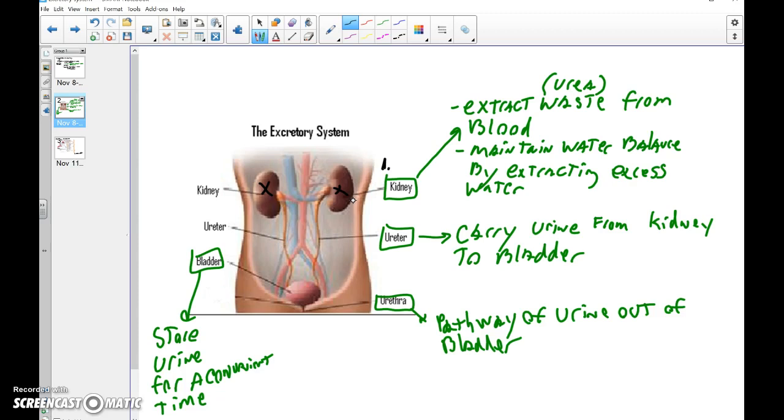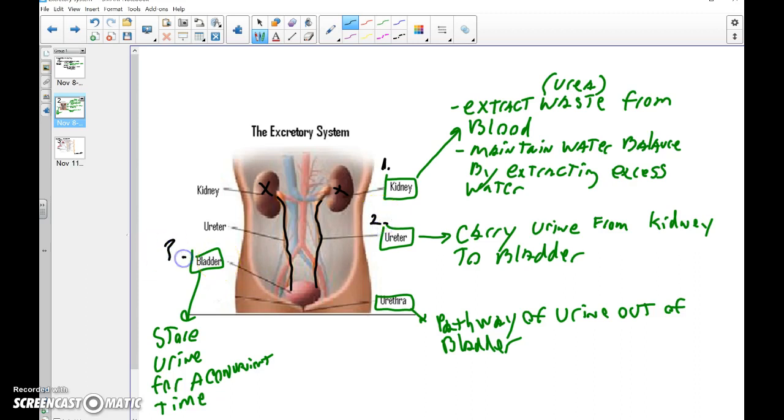All right. You have the ureters, which are right here and here. And they're mostly just the tubes that connect the kidneys to the bladder. So when the kidneys are done with the job of filtering, they basically just take that stuff, which is now urine, and dump it in the bladder. Down here you have the bladder.